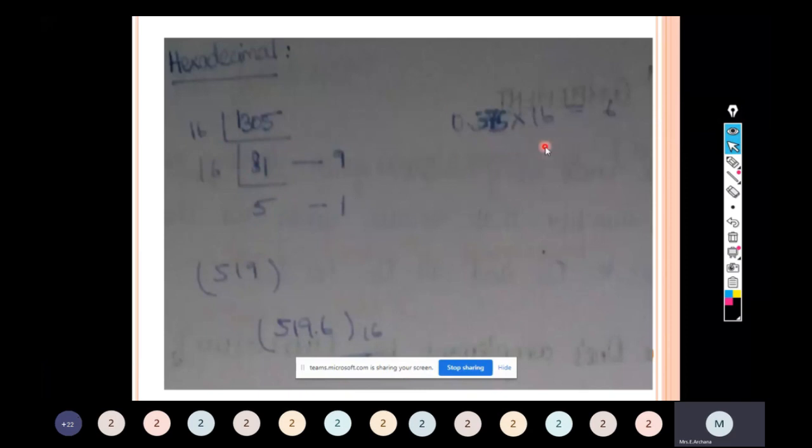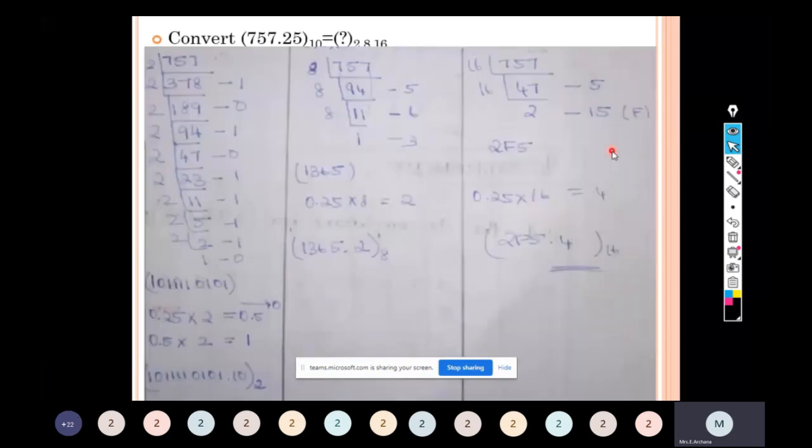When the fraction is multiplied by 16, we will get the value 6. So the answer will be 519.6. This is again the same problem. The number will be converted.